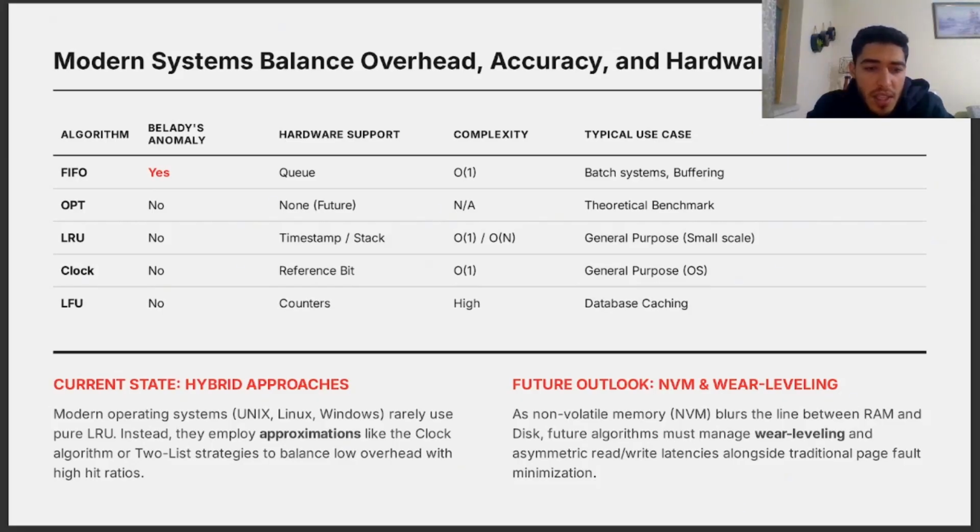So we can say that most modern operating systems use hybrid approaches, as we said for the Linux operating system, instead of pure algorithms.